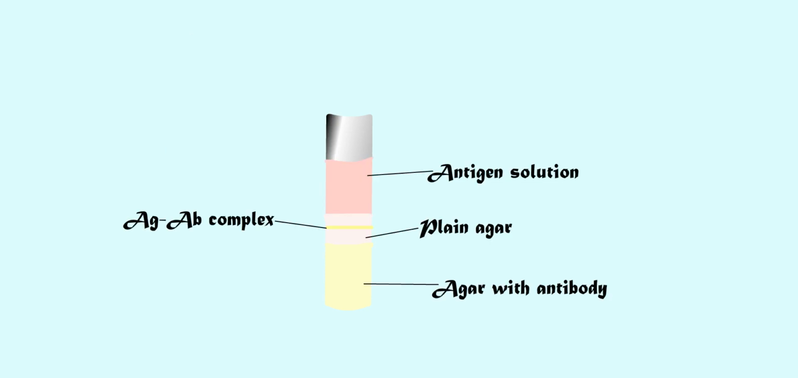3. Oakley-Fulthorpe technique. Double diffusion in a single dimension. In this technique, the antibody is at first mixed with agar and kept in the test tube. Another layer of plain agar is laid over it and antigen solution is then poured over it. The antigens and antibody both move towards the plain agar layer between them to interact.